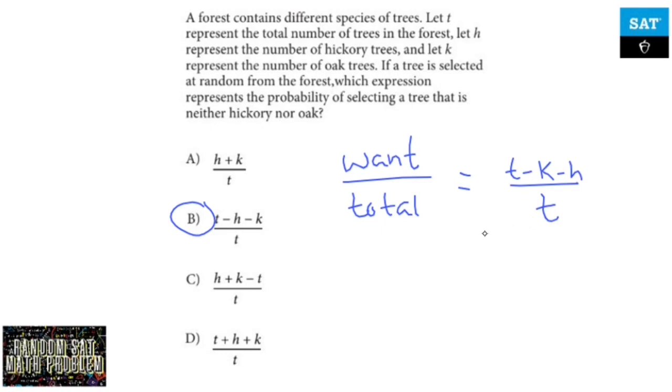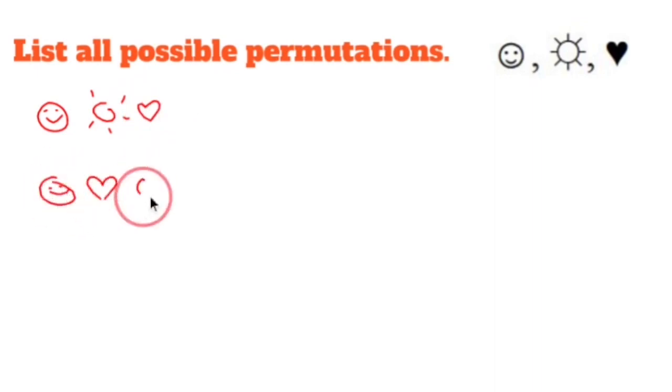List all the possible permutations. You have a smiley face, a sun, and a heart. Permutations is how many ways I can reorganize these. Way number one is the smiley face, the sun, the heart. If I start with the smiley face again, my other option is smiley face, heart, sun. So let's start out with the sun.